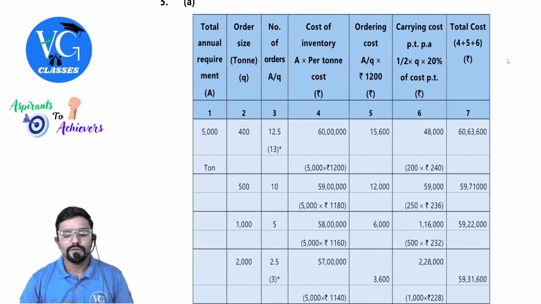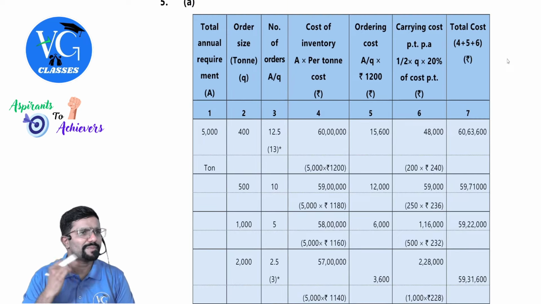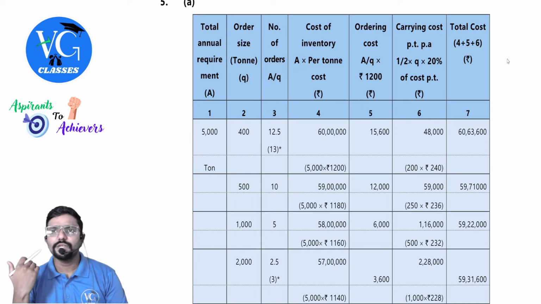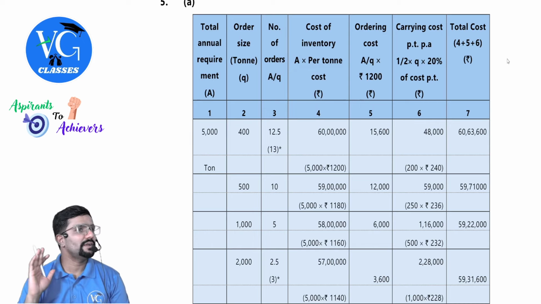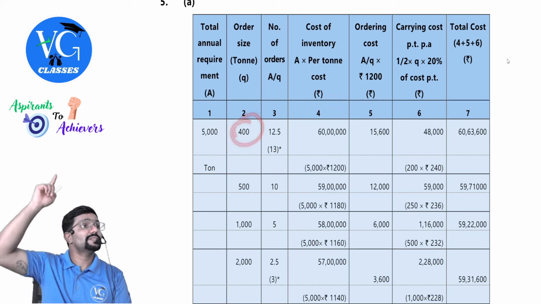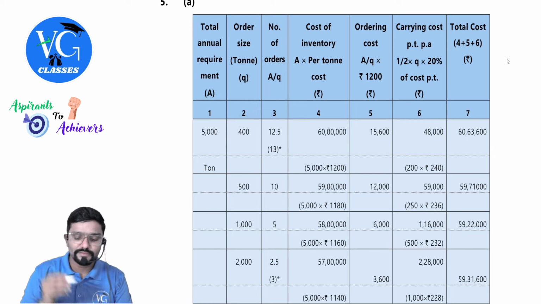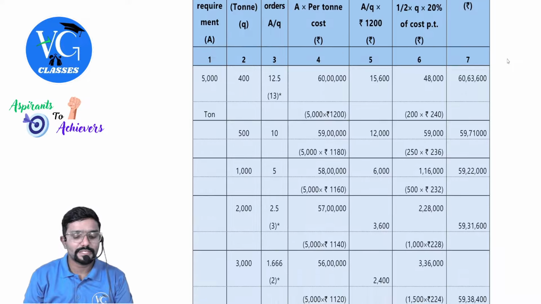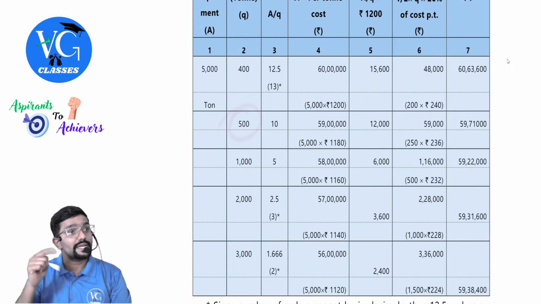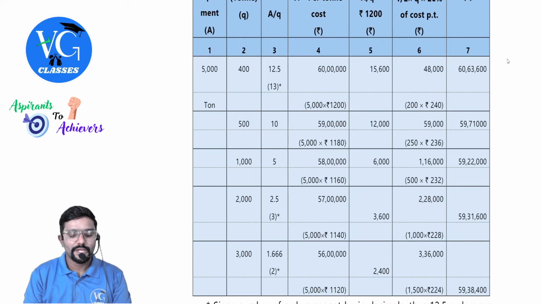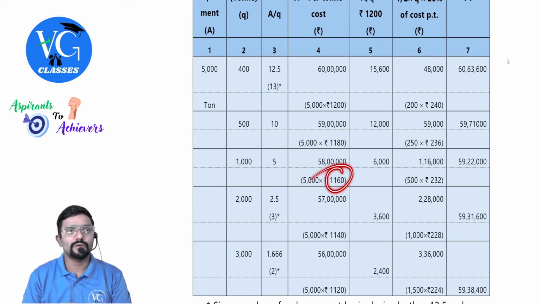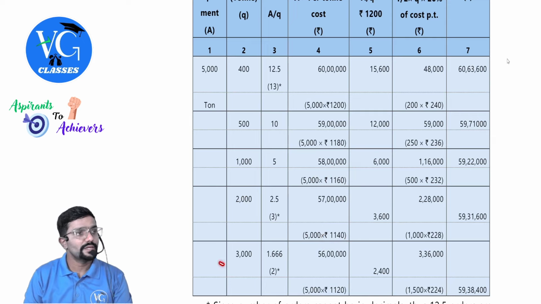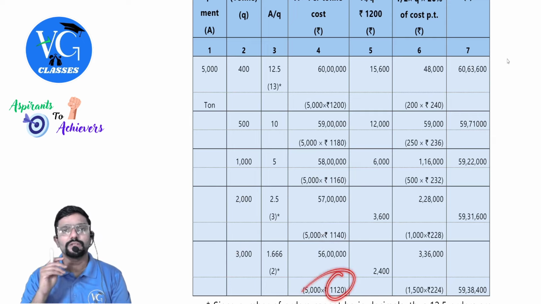Okay. Next, coming to cost of inventory, would be how much? Means purchase cost: A into cost per ton. Means we have to straight away take 5,000 only. 5,000 units you will purchase in total. If your order size is 400, first slab, what is the price? 1,200. If your order size is 500, second slab, the price is 1,180. If 1,000, your price would be 1,160. If 2,000, your price would be 1,140. If 3,000, what would be your price?